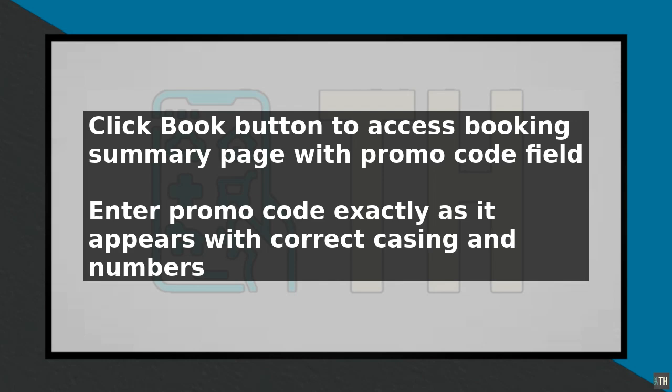If the promo code is valid, you will see the discount amount deducted from the total cost of your booking. You can then review your booking details, including the discounted price, and proceed to pay for your booking.